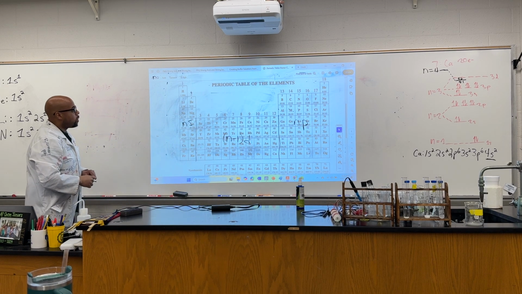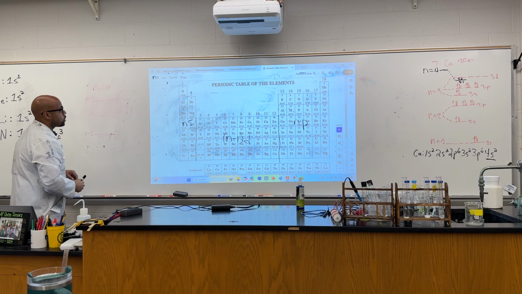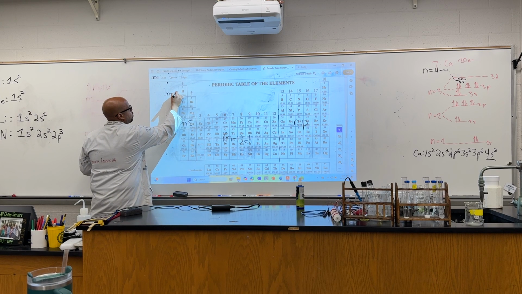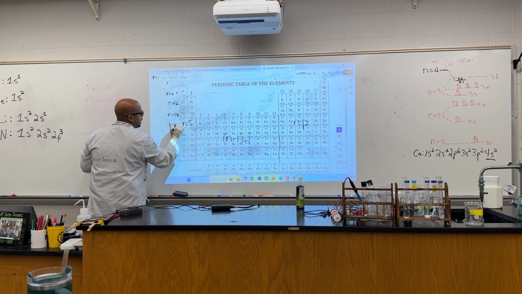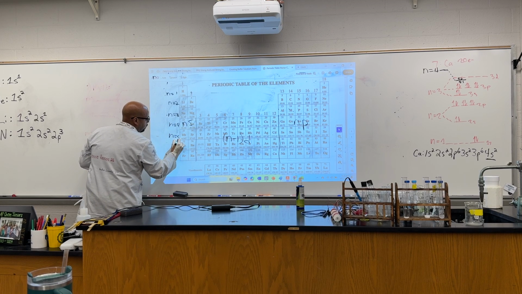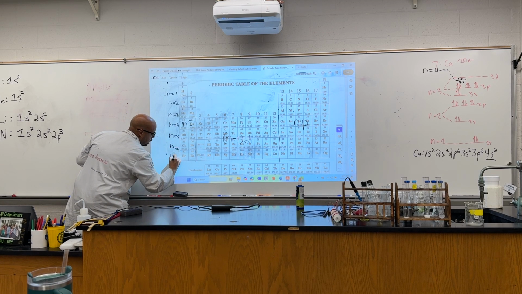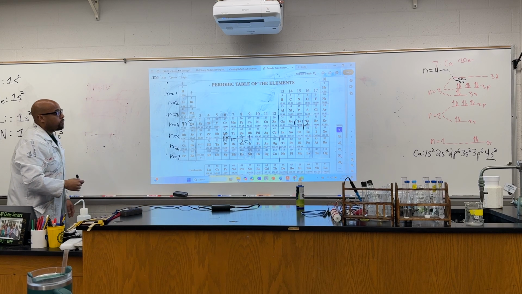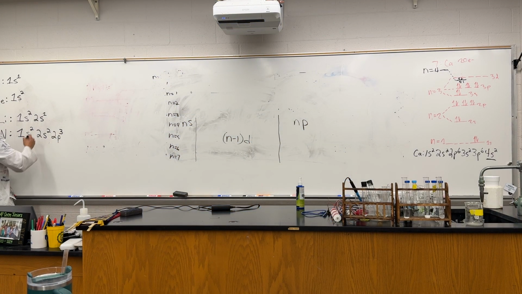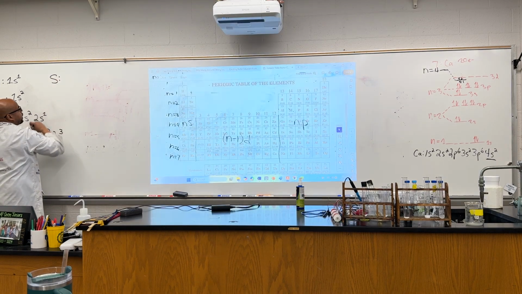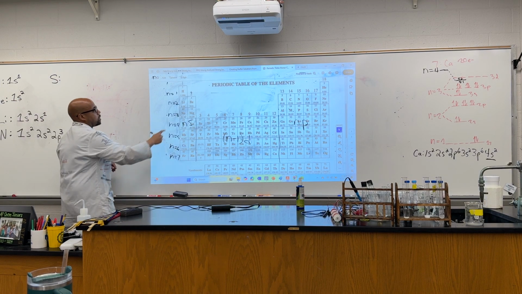But if we go all the way to sulfur, writing the electron configuration, remember it goes n equals 1, n equals 2, n equals 3, n equals 4, n equals 5, n equals 6, and n equals 7. So if we wanted to write the electron configuration for sulfur, what we do is something like this right here. Go all the way back to the beginning.